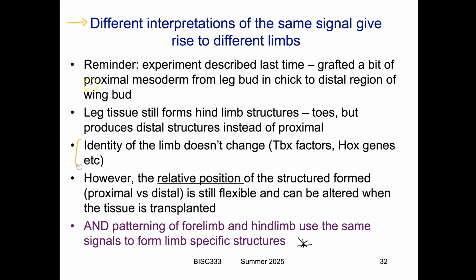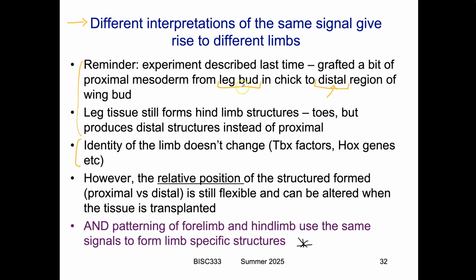specific. It doesn't change. So I talked before about grafting a bit of the proximal mesoderm from the leg bud in a chick to a distal region in the wing bud. And so when that tissue took part in the development of the limb, it still formed leg structures, but it formed distal leg structures. So it kept its limb specification. So it was determined to form the leg bud, but it was only specified to form proximal because when you moved it to a more distal region, it was able to change.